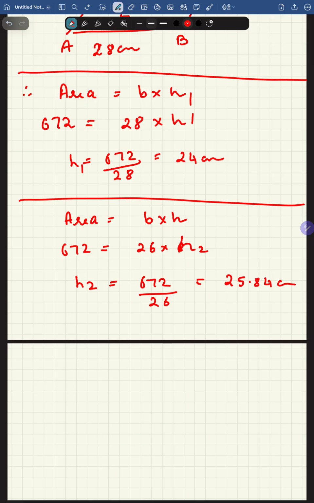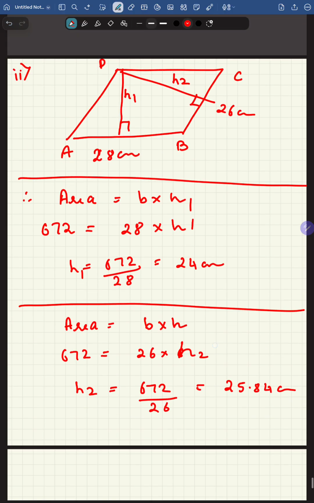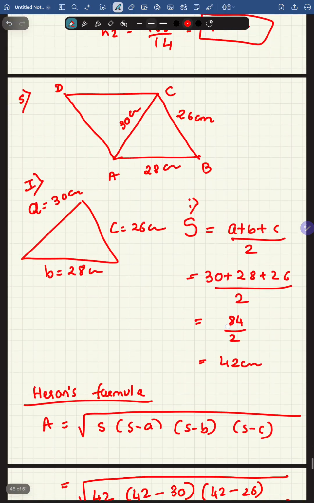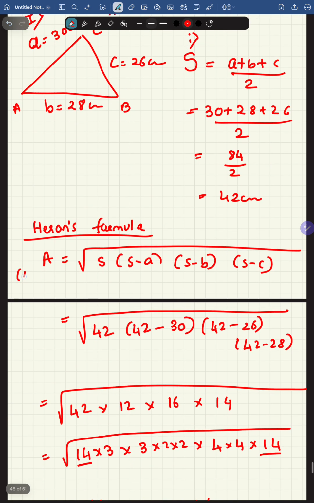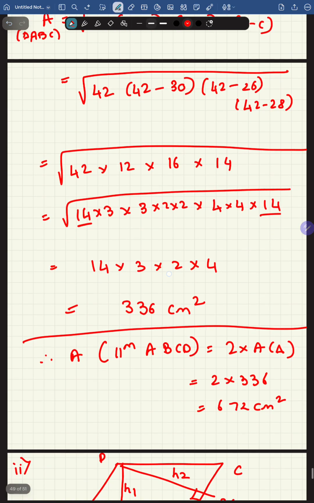It is not perfectly divisible, so it's okay. It comes in decimal. Hope everyone understood this sum, beta? So in this sum, we first found the area of triangle ABC using Heron's formula.